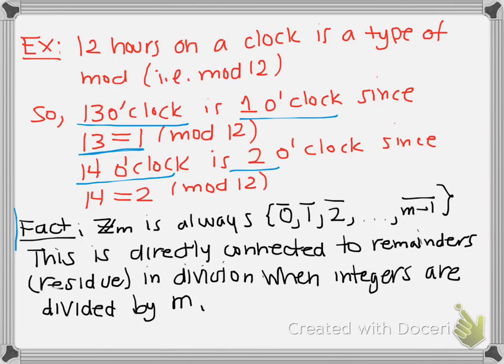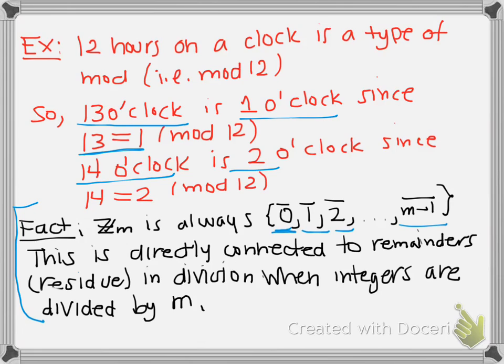Now, this is where it all comes together in terms of why we use 0, 1, and 2 instead of other numbers in that equivalence class. The equivalence classes of Z sub m are always going to be the equivalence classes of 0, 1, 2, all the way to m minus 1. That's because this is connected to remainders, also called residues. If you take higher level math, or in different fields, you might see the term residue that refers to remainders. This is in division, when integers are divided by m.